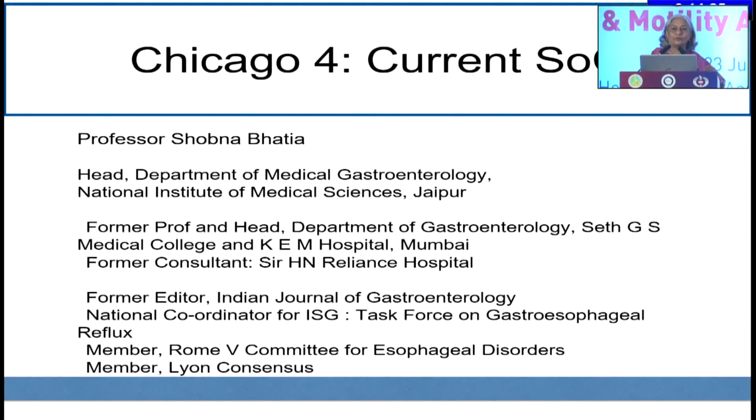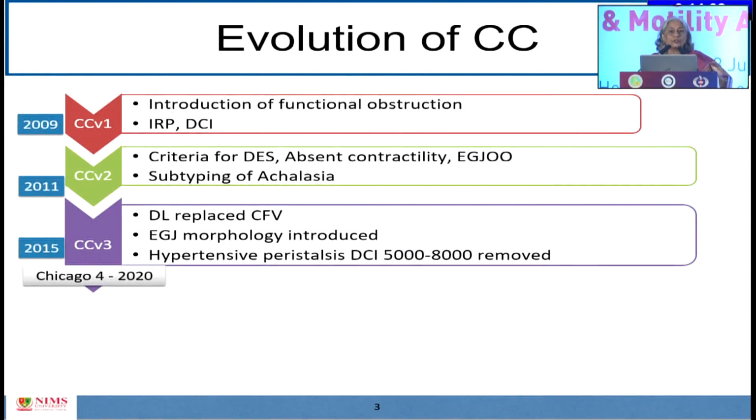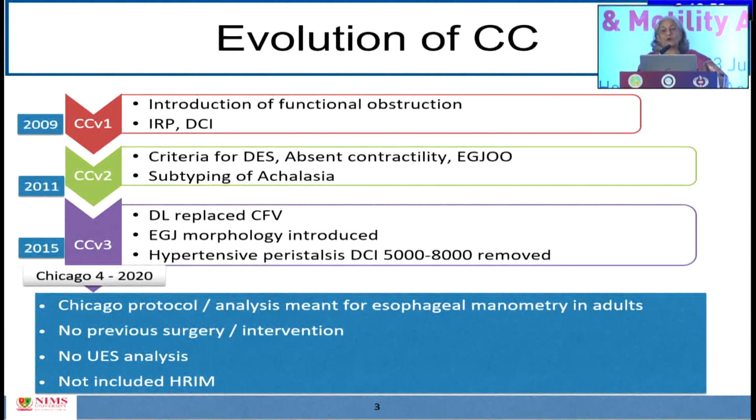Same way in Chicago 4, we have the standard document and we have about 5 or 6 other documents which describe each disorder, and therefore you have to go into each of them before you make a diagnosis. This slide has already been shown, and you can see that Dr. Ghoshal is also onto this. This is the evolution of the Chicago classification, started way back in 2009, and in 2020 many changes were made. What is important is that the Chicago protocol is only meant for adults.